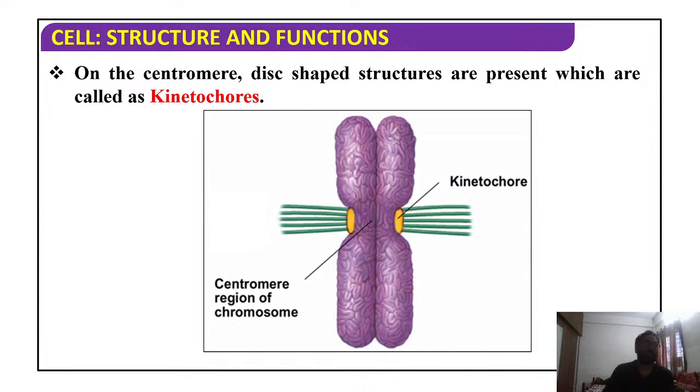So what is a kinetochore? On the centromere, disc-shaped structures are present, which are called kinetochores. What is the function of the kinetochore? Yes, spindle fibers bind to it. During cell division, spindle fibers are attached to the chromosomes. The point where spindle fibers attach to the chromosome is the kinetochore. So I would like to tell once again, students, what a kinetochore means: on the centromere, disc-shaped structures are present.